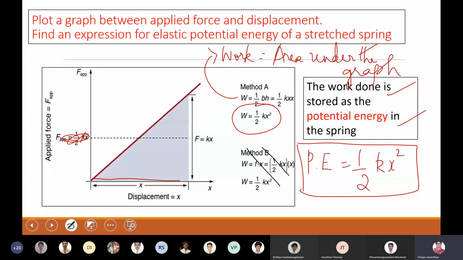Potential energy is equal to half kx squared. This work done is stored as the energy in the spring. We call it elastic potential energy. The only thing left in elastic potential energy is the graph. So when I'm doing the graph, you just be a bit careful, boys, because you should understand the graph properly.